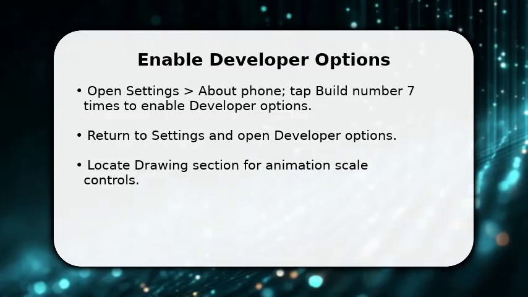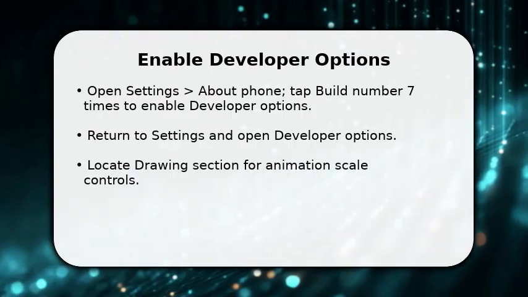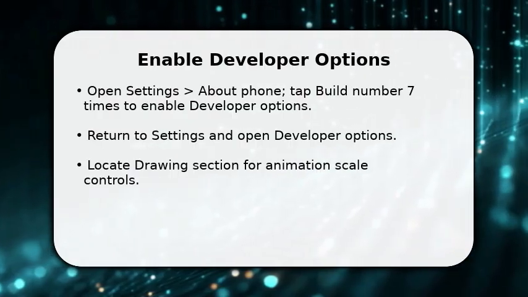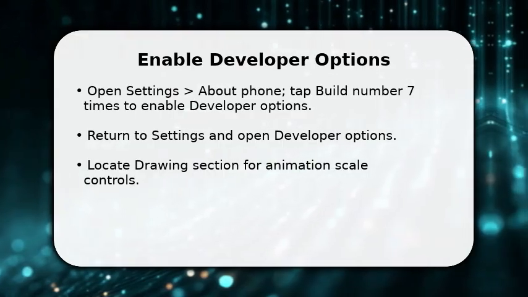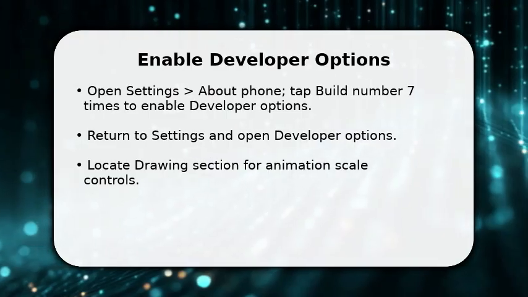You need developer options active before you change animation scale. Go to Settings, About Phone, and tap build number 7 times. You'll see a brief confirmation. Once done, go back to Settings and open Developer Options.